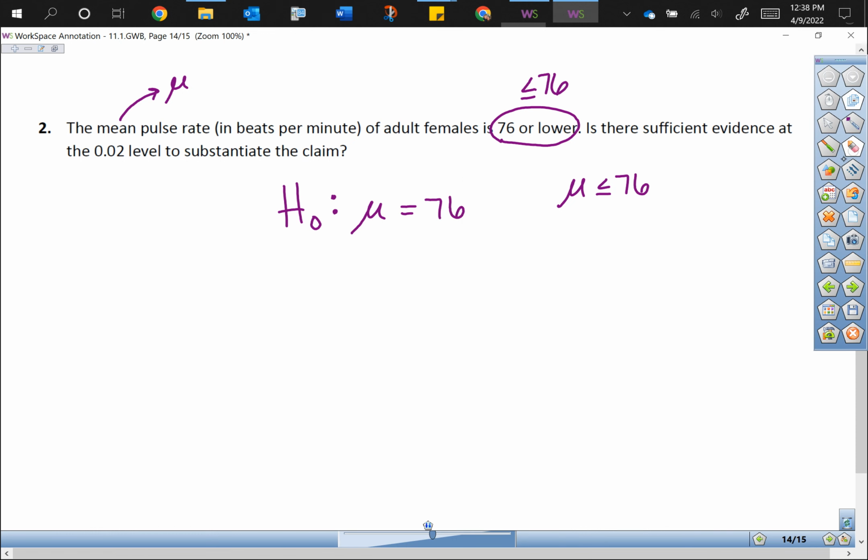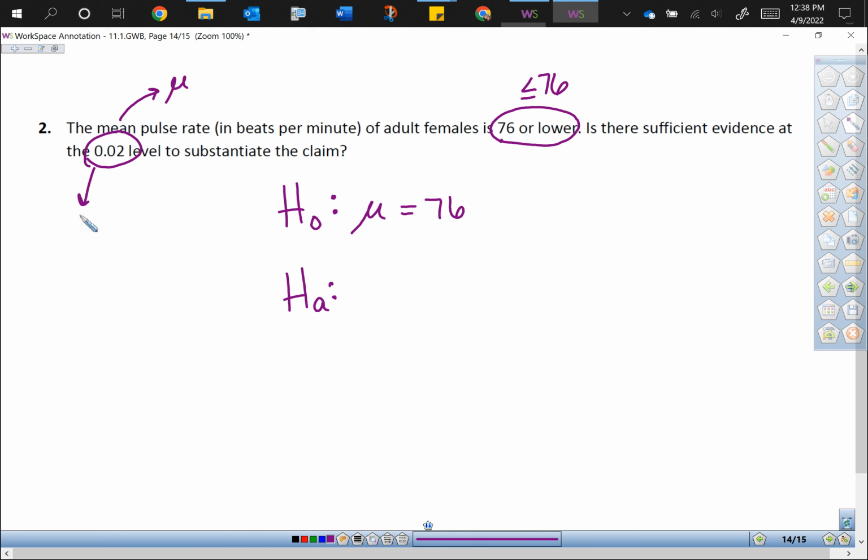Now the alternative hypothesis has to deal with the rest of it. It says, is there sufficient evidence at the 0.02 level? If you'll remember, when it says at the 0.02 level, that's the significance level, which is really our alpha, and we'll need more of that later, but just keep an eye out for that. To substantiate this claim, well, they said it's 76 or lower. So my alternative hypothesis would be the opposite of that, and the opposite of less than or equal to 76 would be that it's greater than 76. That's my alternative hypothesis.